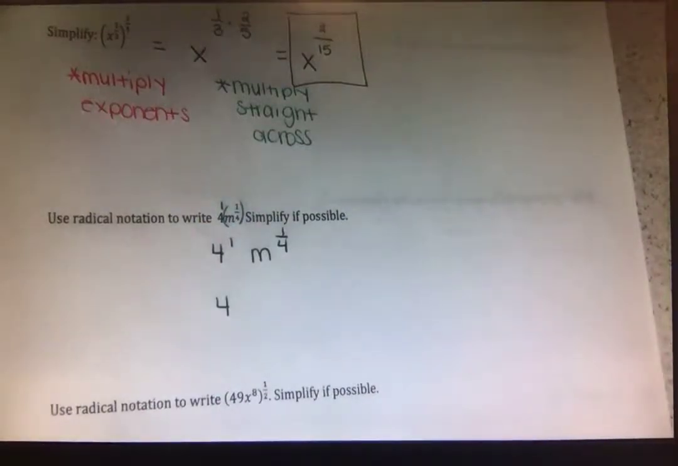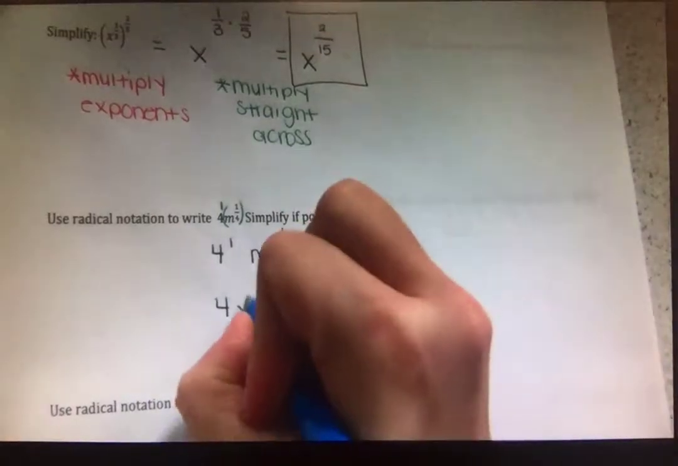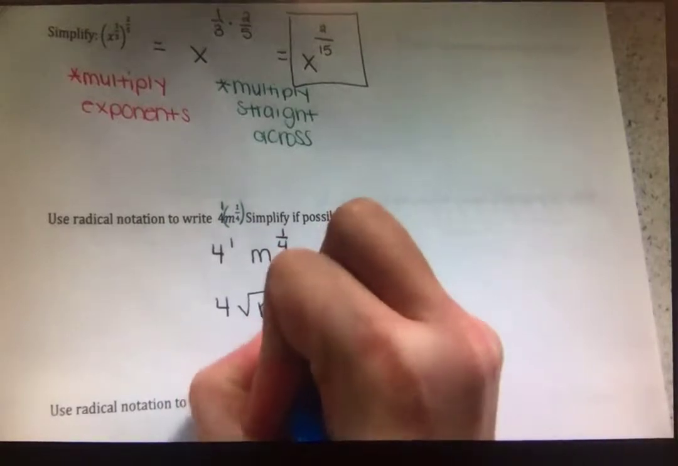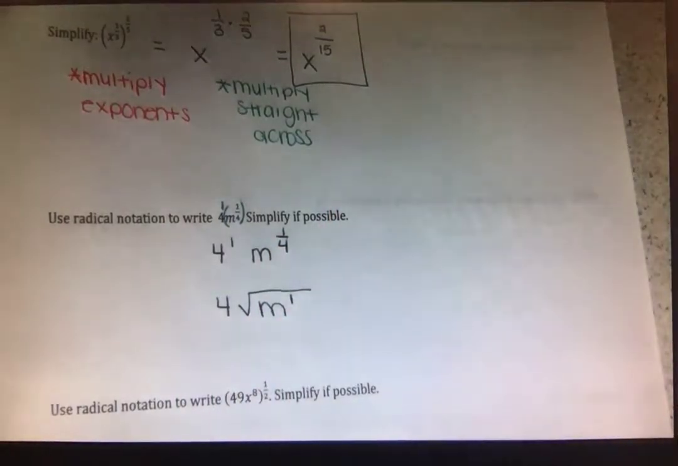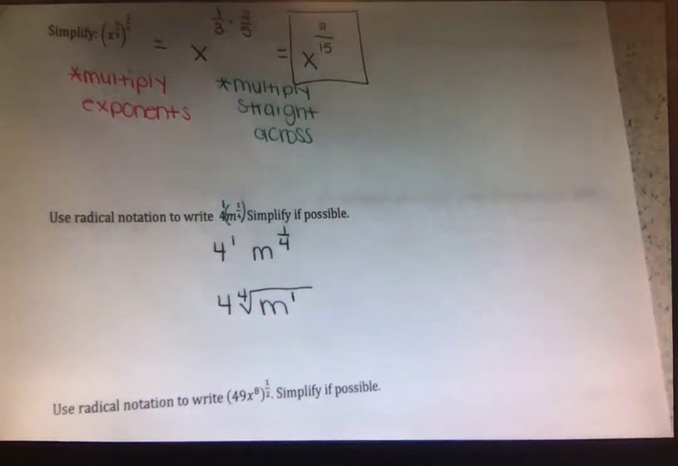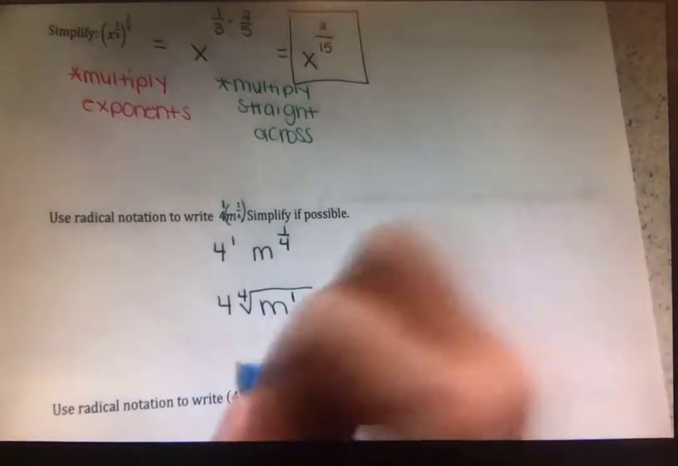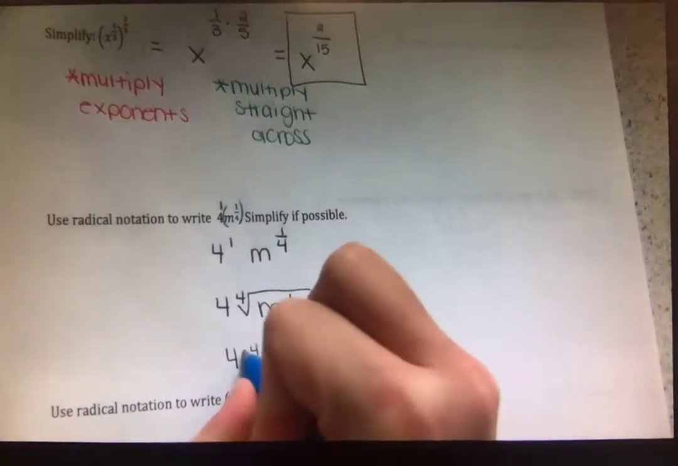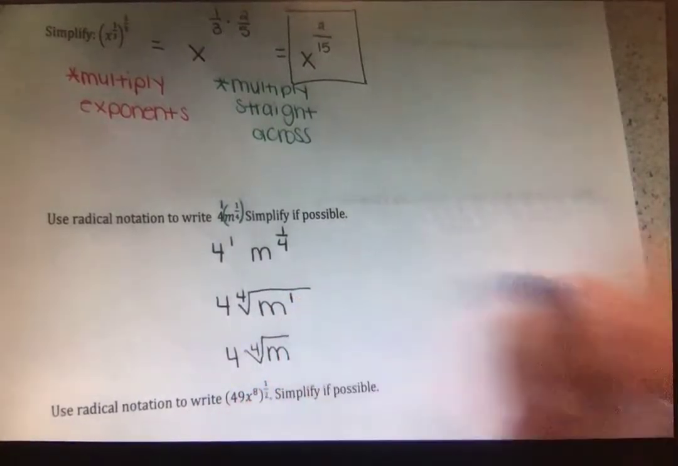So 4 to the first power, just 4, just hanging out. The m has a fraction exponent. A fraction exponent means that's going to be a radical. Using my radical symbol, my base is m. First power is going to stay up top. That 4 is on the bottom, so it's going to be the root, and it's going to become my index. So I have 4 times the 4th root of m to the first power.